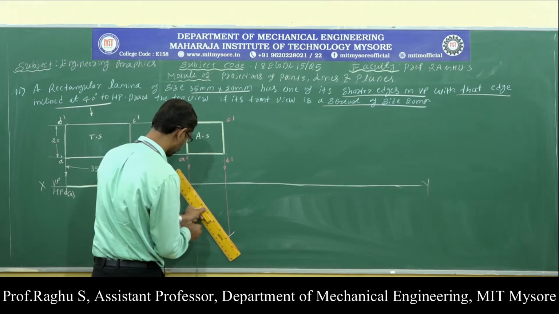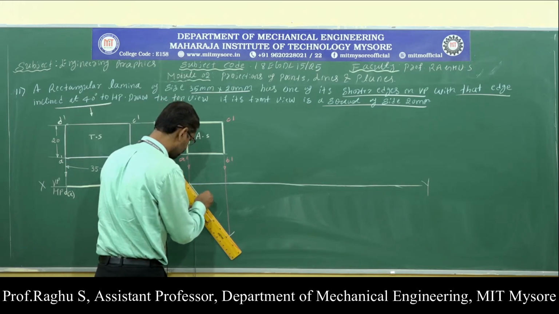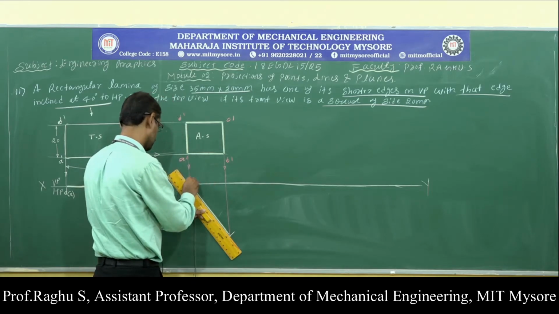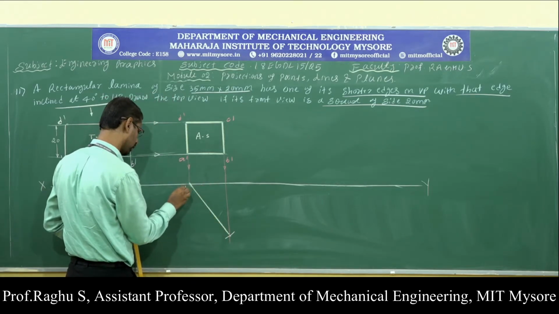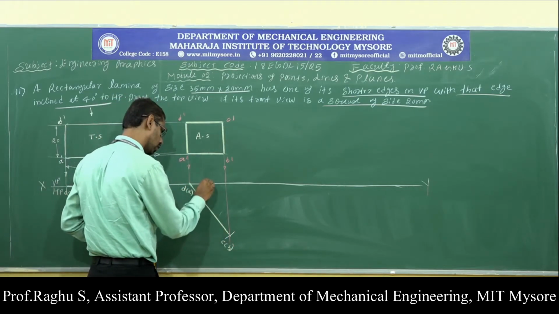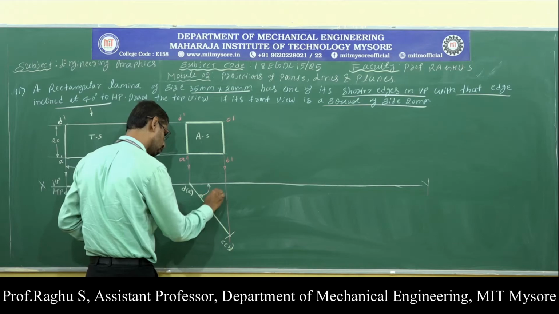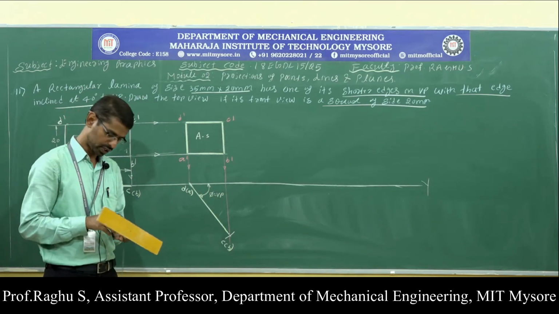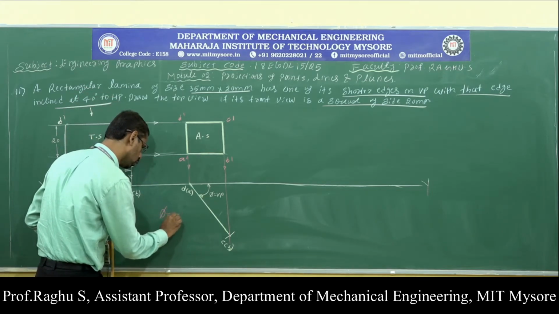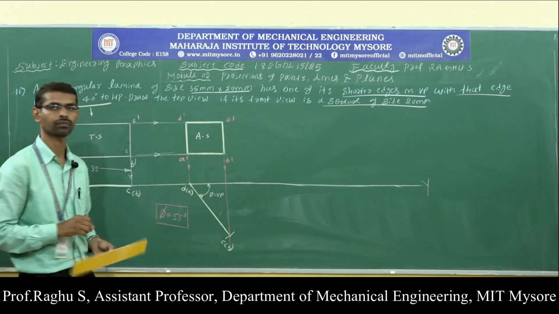Now join, using dark lines, and draw the inclined line. Now this is the D and A resting side, and this is C and B. Now measure this angle. This is called the lamina inclination with respect to VP. If you measure using a protractor, we will get the angle phi, which is equal to 55 degrees.